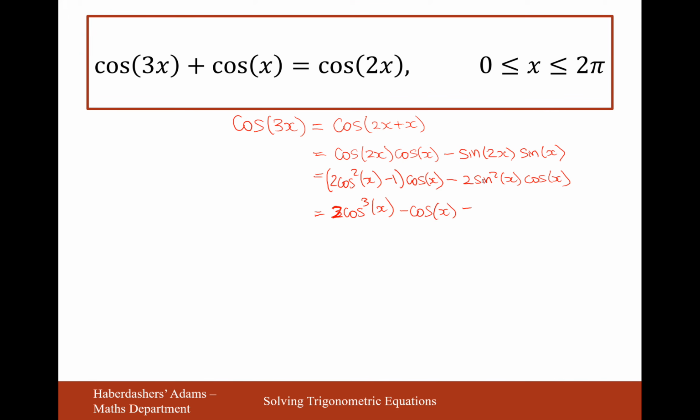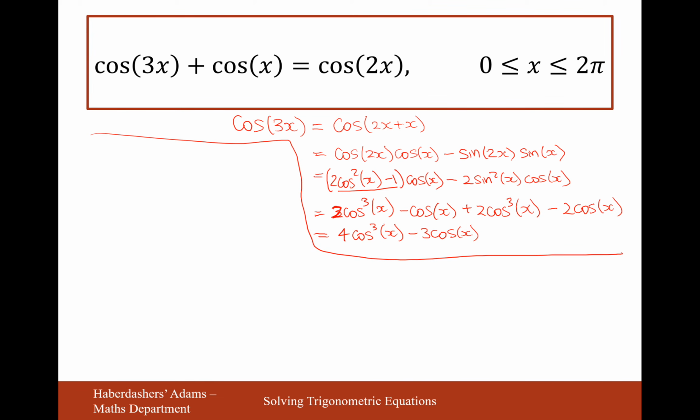And then I can always turn the sin squared into 1 minus cos squared. So that's going to be plus 2 cos cubed x minus 2 cos x. And then we simplify that to 4 cos cubed x minus 3 cos x. The next thing we'll also do is remind ourselves of the cos double angle formula, which is this expression here.